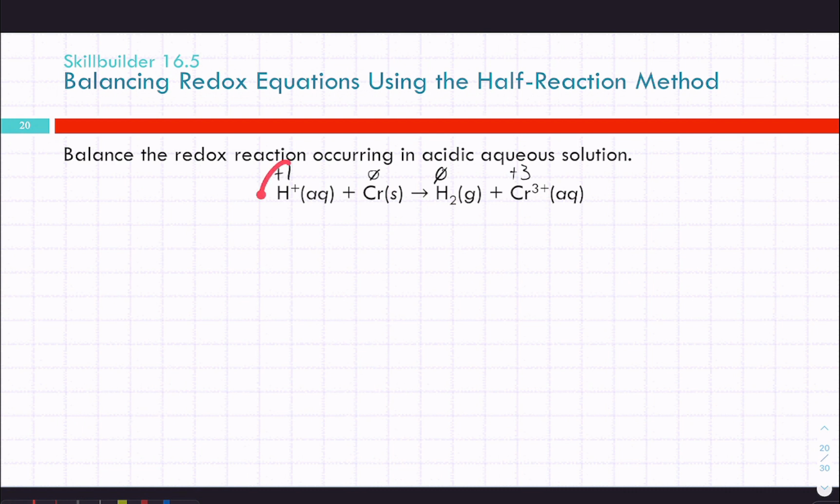So here we have hydrogen gaining 1 electron to make it neutral. So that's our reduction reaction. So it's going to be our H+ aqueous, and then H2 gas.